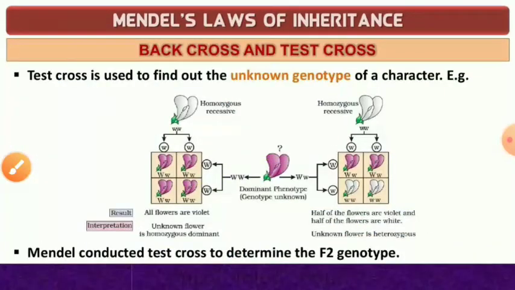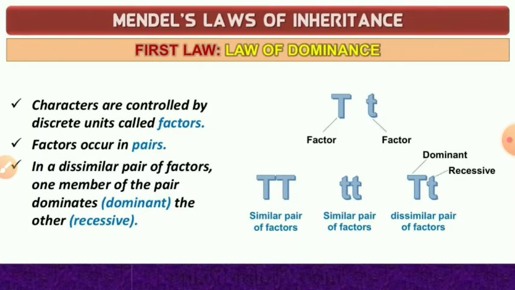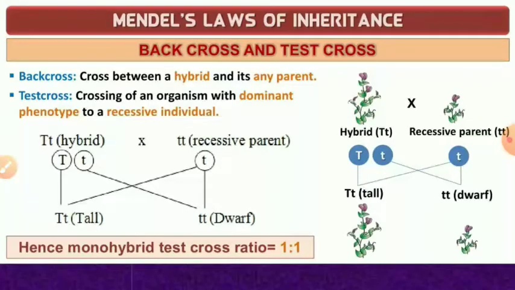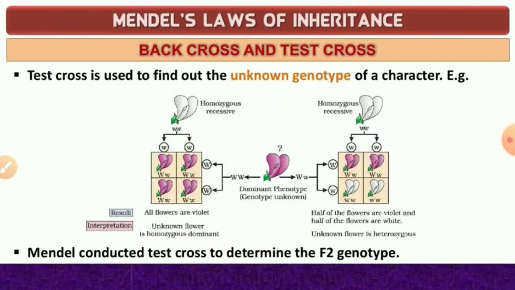Then what is the difference between backcross and testcross? A backcross is a cross between a hybrid and either of its parents. But in the case of a testcross, it is the crossing of an F1 hybrid with its recessive parent. Hence the monohybrid testcross ratio is 1:1. What is the advantage of this testcross? It is used to find out the unknown genotype of a character.